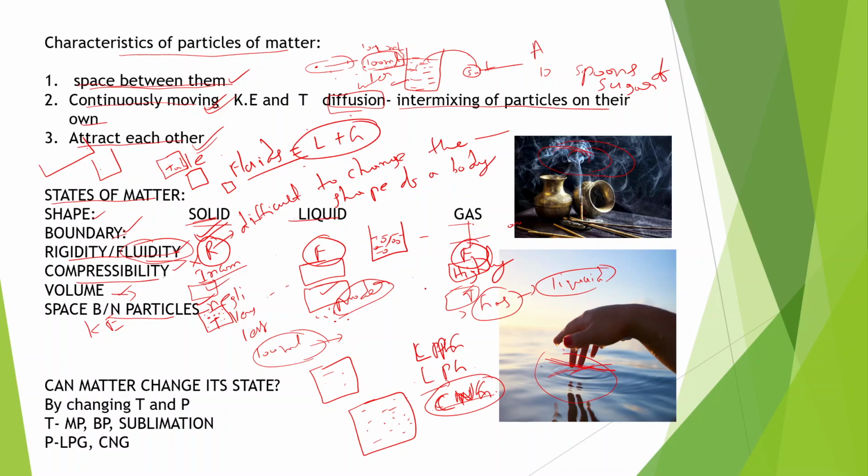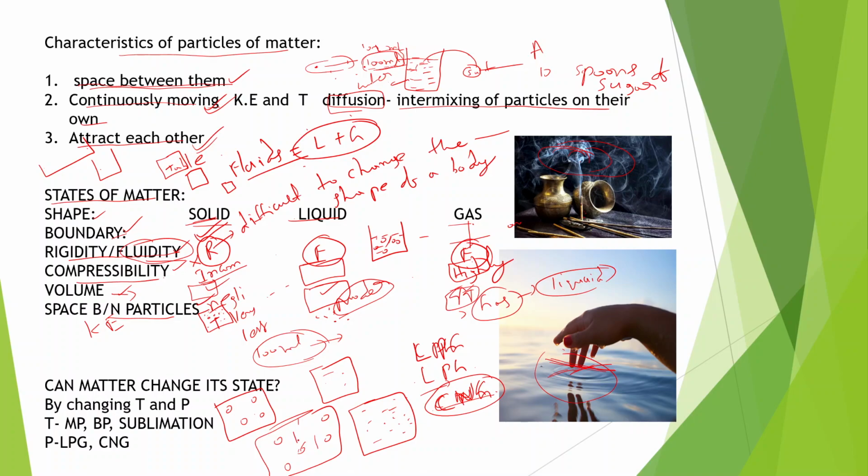In gases, the space between particles is very high. Suppose in this chamber the particles may be like this. If a larger chamber is taken, there is much more gap between the gaseous particles. So the space between particles is very high in gas.